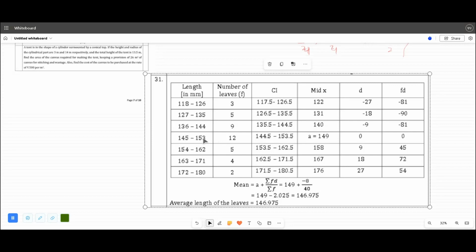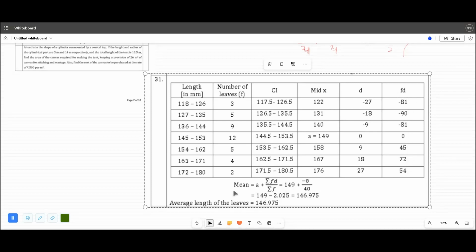So 145 was the mean class, its midpoint was 149. So from that we have taken a deviation of 122, that is minus 27, 131 minus 149 is minus 18, 140 minus 149 is minus 9. Similarly for the plus ones, 158 minus 149, 167 minus 149, and so on. And we have taken FD, that is frequency into deviation, and then we have summed it up.